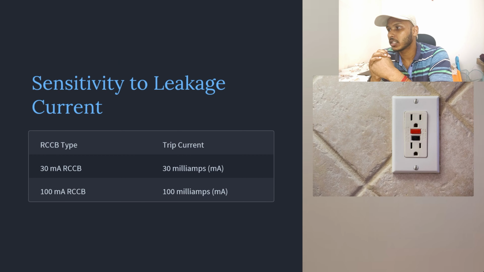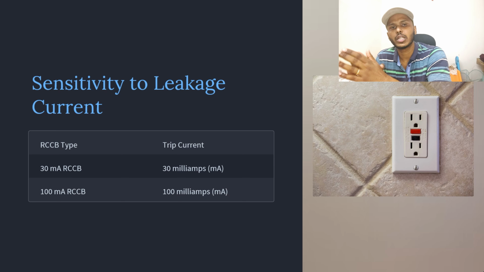The numbers 100 and 30 actually show the leakage current it can withstand. For a 30 milliampere RCCB, whenever there is a leakage current of 30 or over 30, the RCCB will trip the circuit and protect from electric shock and fire hazards. But in the case of 100 milliampere, the tripping level is 100. Whenever there is a leakage current of 100 or above, then the RCCB trips.